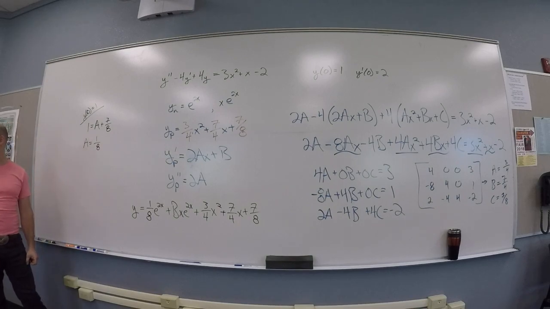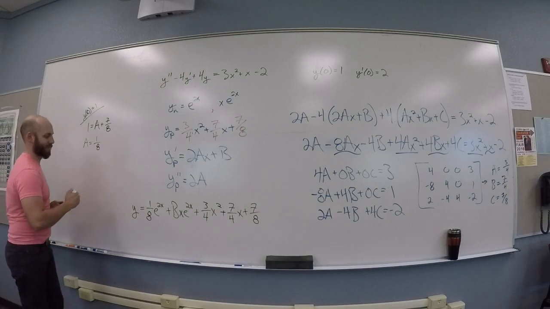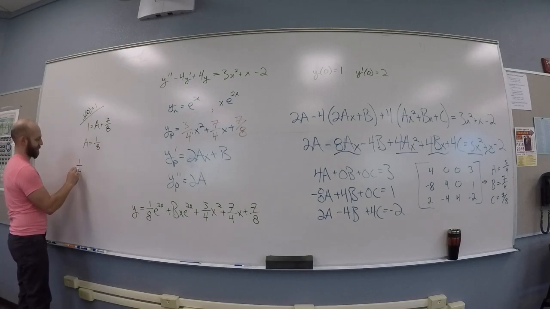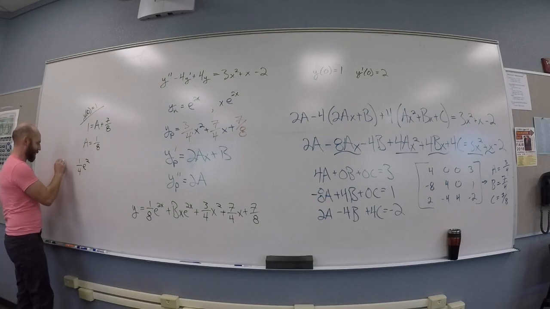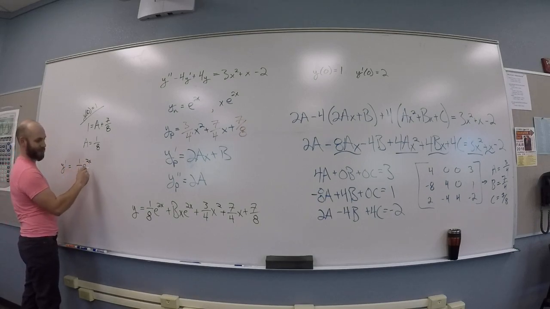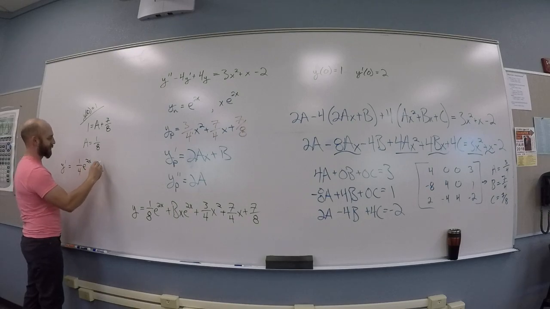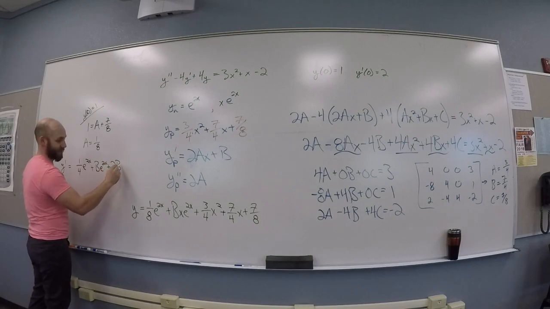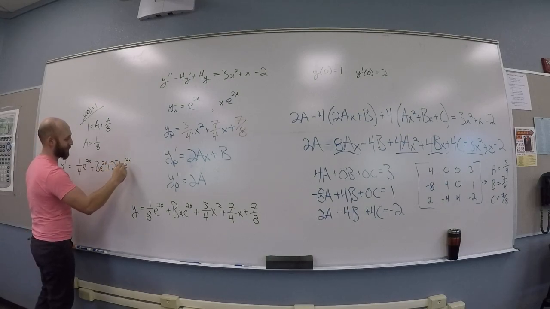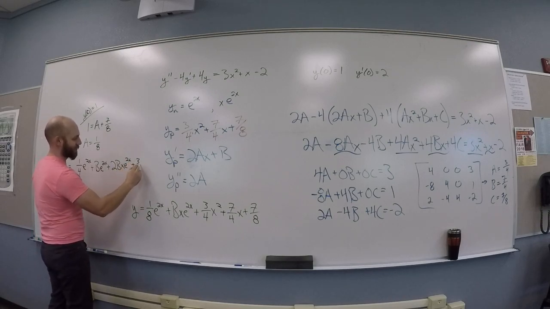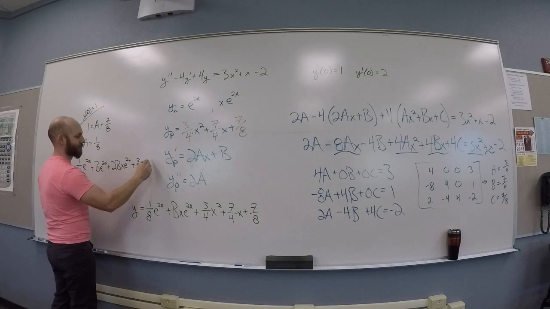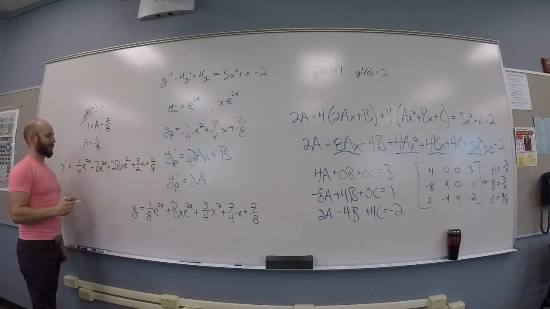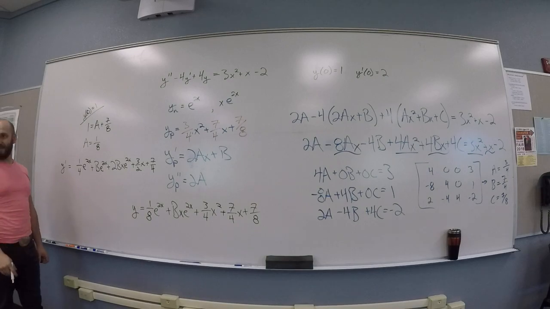And then you've got to take the derivative. The other one's harder because you have to find y prime. Y prime is a quarter e to the 2x plus 2b x e to the 2x plus b e to the 2x plus 3 halves x plus 7/4, and then evaluate at 0.